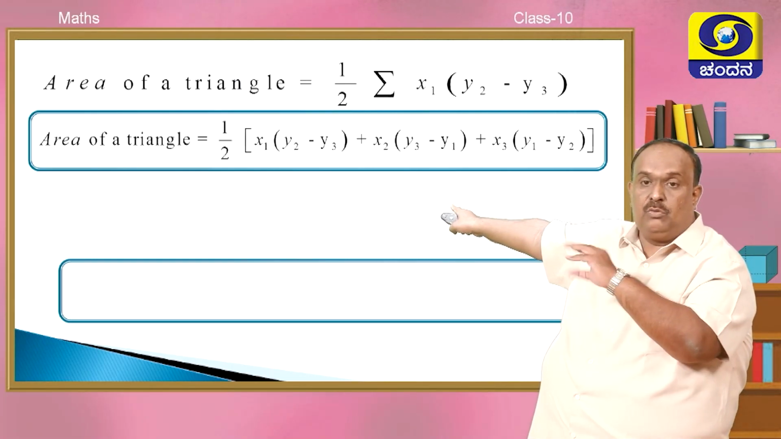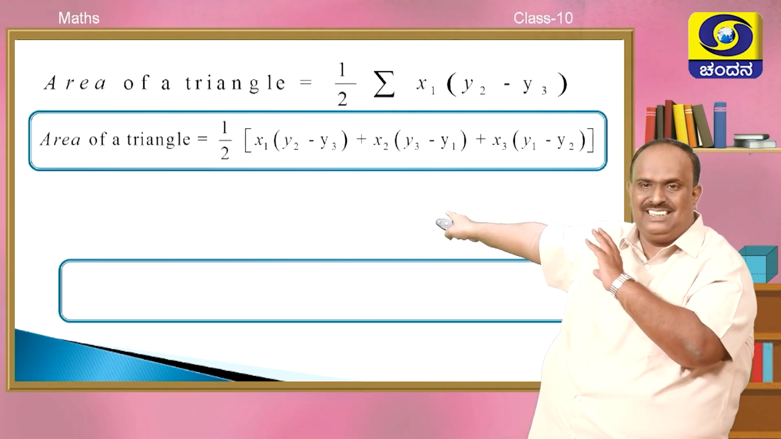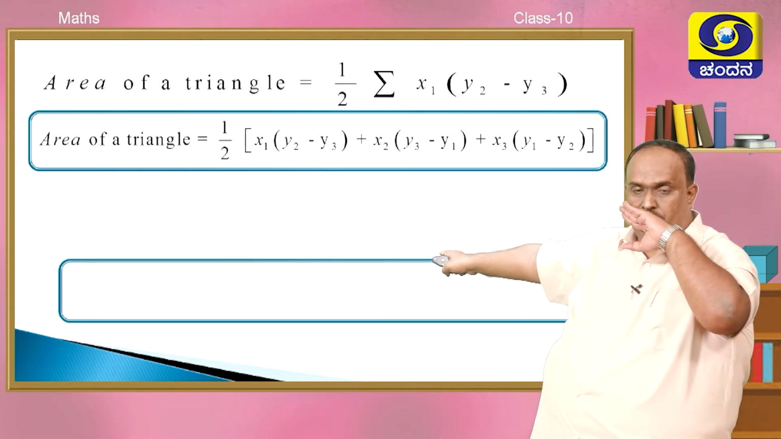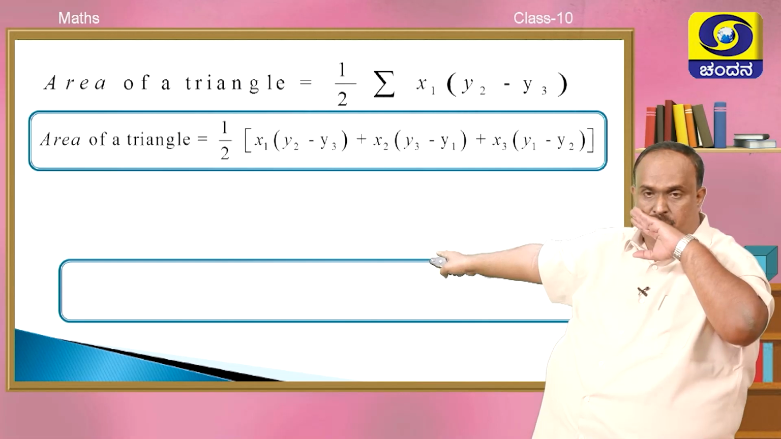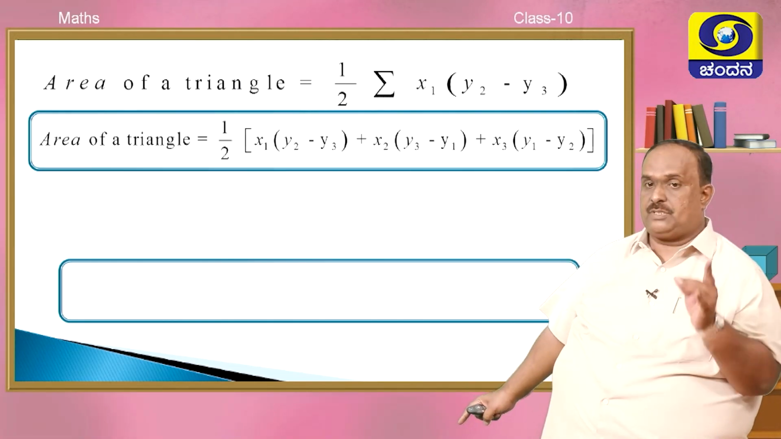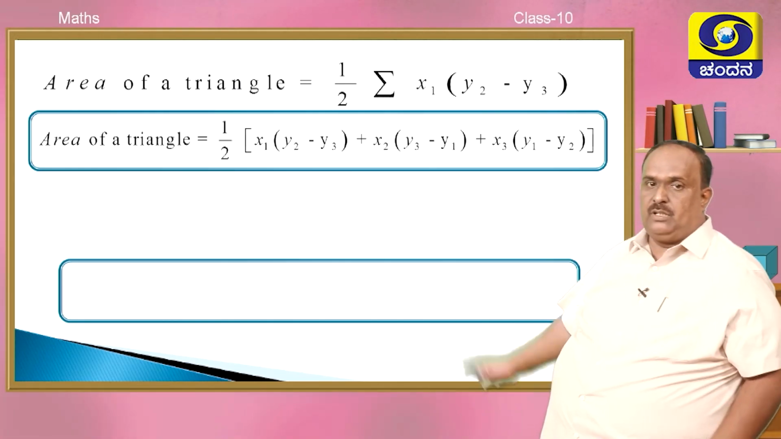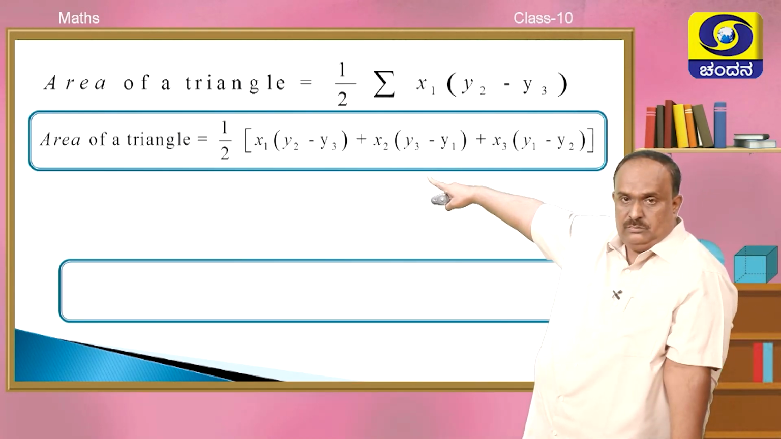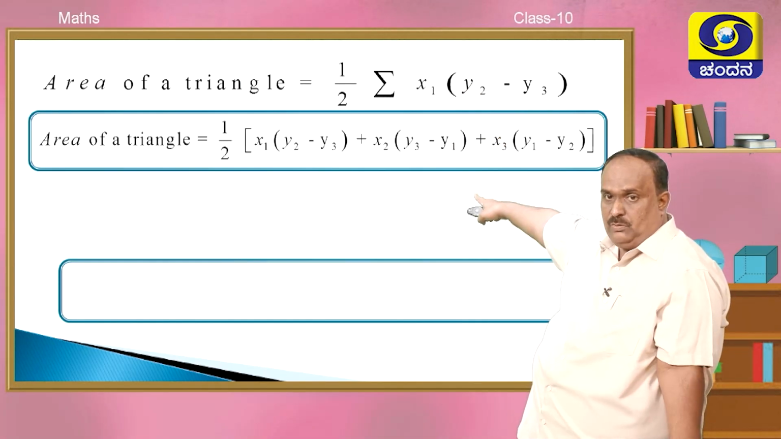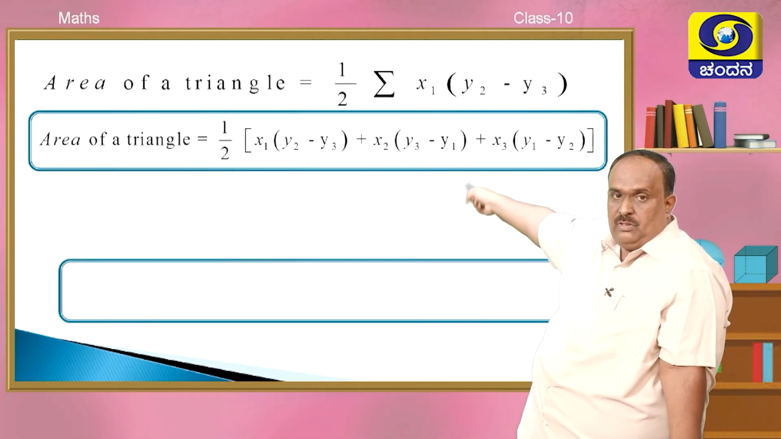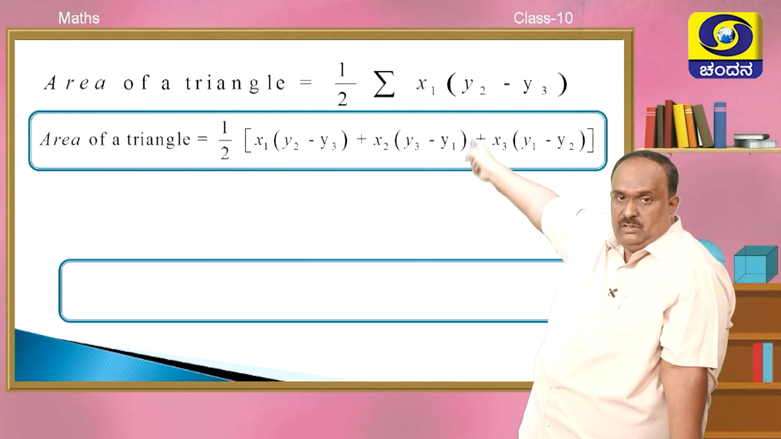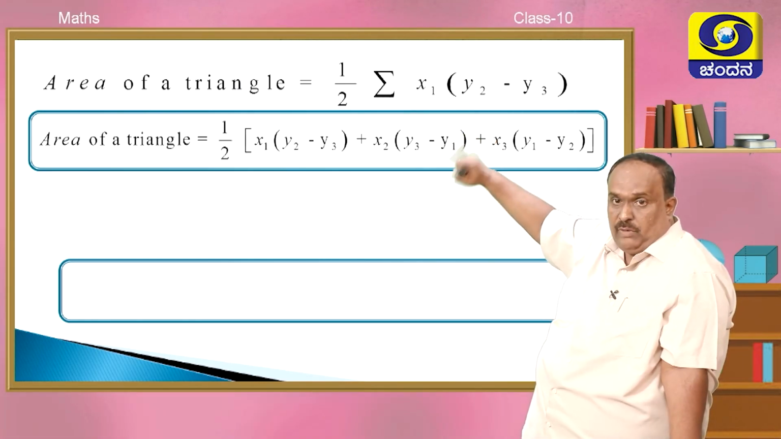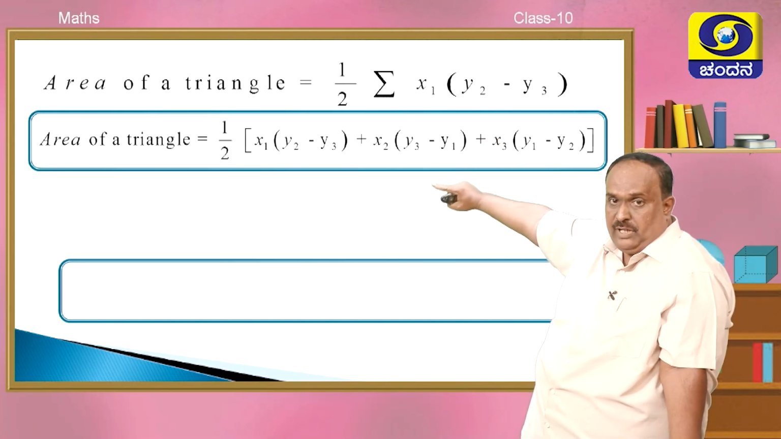Add. Find the total. Now change the variables in the cyclic order. What are the variables? x1, x2, x3, y1, y2, y3. x1 becomes x2. See there? x2 in the next term becomes x3. Only 3 terms. y2, y3, y3, y1. Third term only. y3, y1, y1, y2.